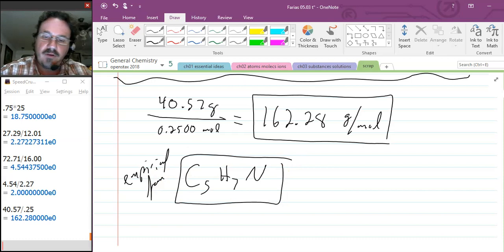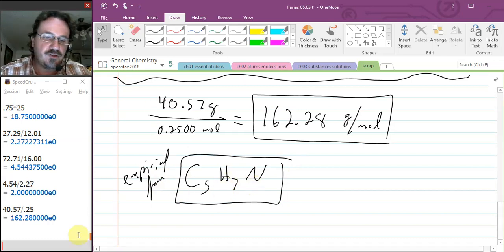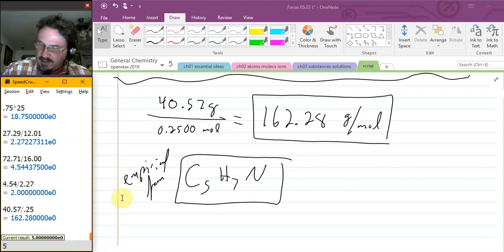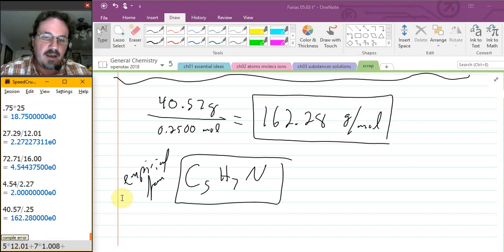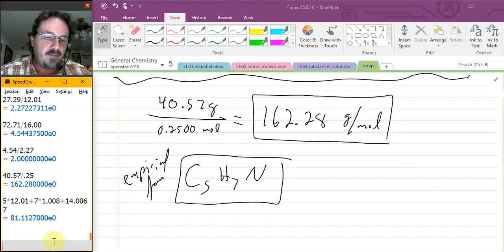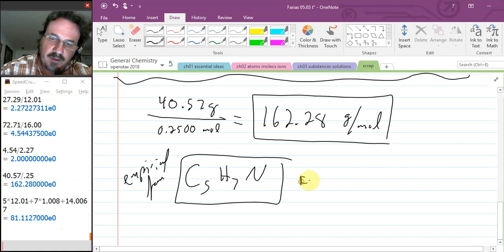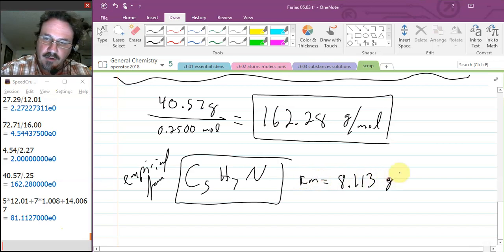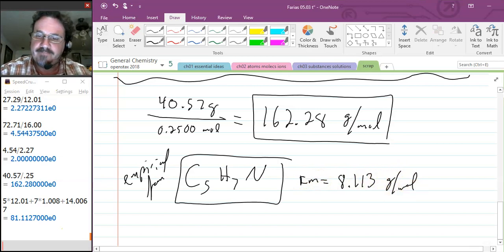Let's find out. I've got 5 carbons, 7 hydrogens, and 1 nitrogen. So I'm going to my calculator: 5 times 12.01, plus 7 times 1.008, and add that to 1 nitrogen. Nitrogen is 14.0067, and there's just one of them. There we go. That mass would be 81.12. So the formula mass is 81.113 grams per mole.